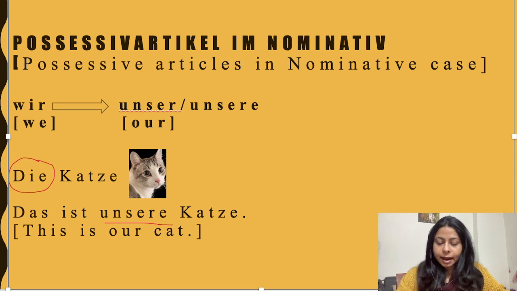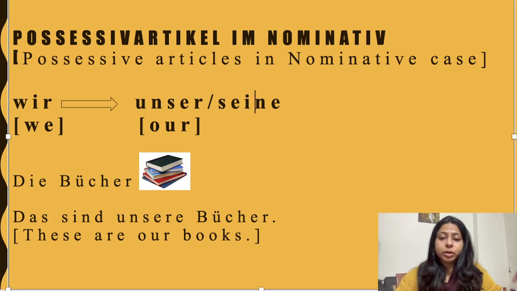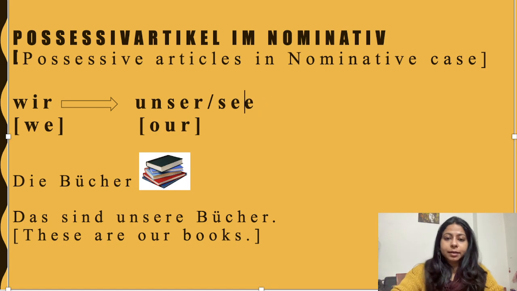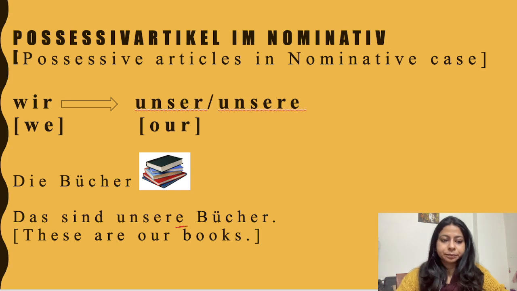This is our cat, because Katze has the article die, which is feminine. So it has taken the ending e. Same with plural: Das sind unsere Bücher. Because the plural article is die, the plural form of the possessive pronoun would be unsere, it takes the ending e.